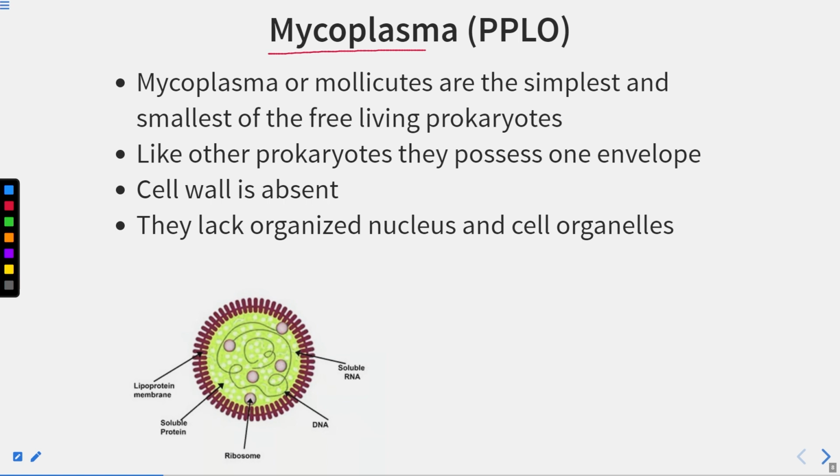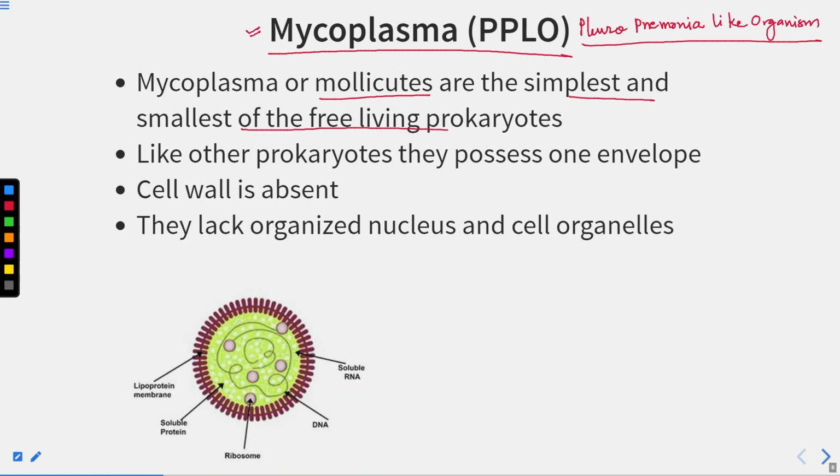Now mycoplasma. Mycoplasma is also a part of the bacteria only, right? Mycoplasma, PPLO, pleuropneumonia-like organism, right? Sometimes the full form of this can be asked, that is the pleuropneumonia-like organism. So the mycoplasma are the simplest and the smallest of the free-living prokaryotes. These are the simplest type of bacteria, or you can say living prokaryotes. Like other prokaryotes, they possess one envelope, the cell wall is absent, and they lack an organized nucleus and cell organelles.